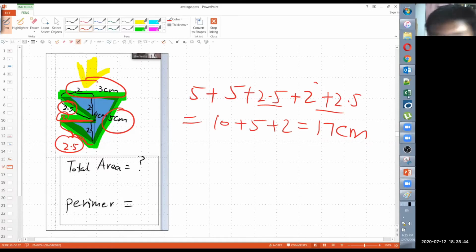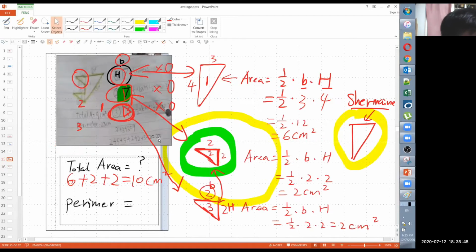What's your work? You want to see your work? Ta-da! Wrong. You know why you are wrong? All these are wrong. Can you see all this? How can this be 1? And this is 3. How can this be 3? Okay? You anyhow write.